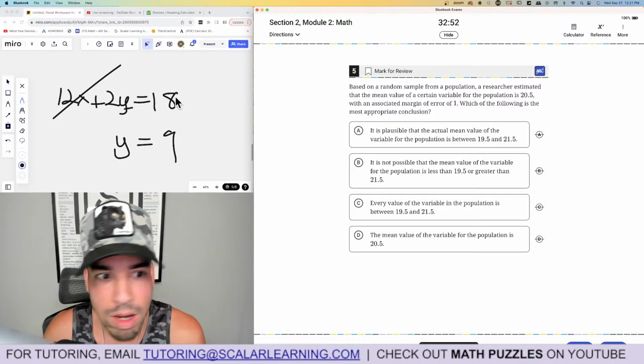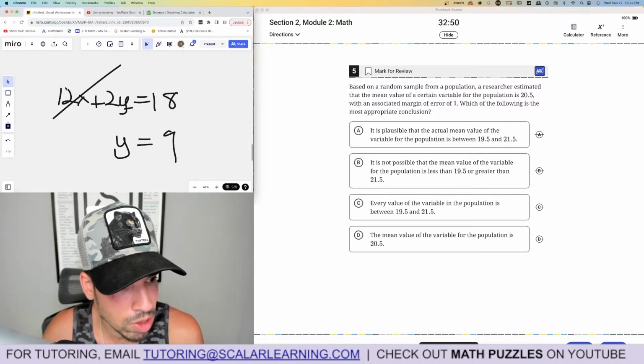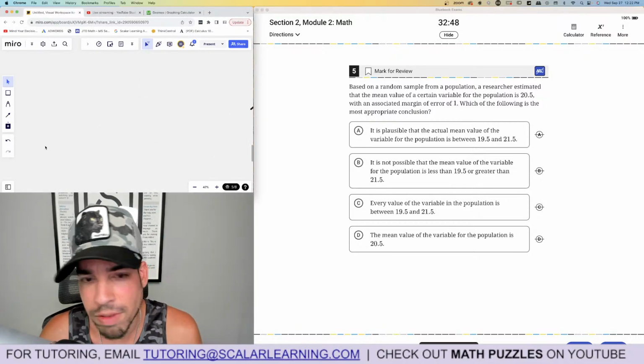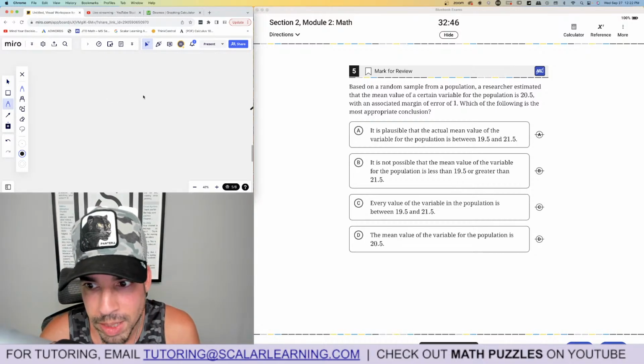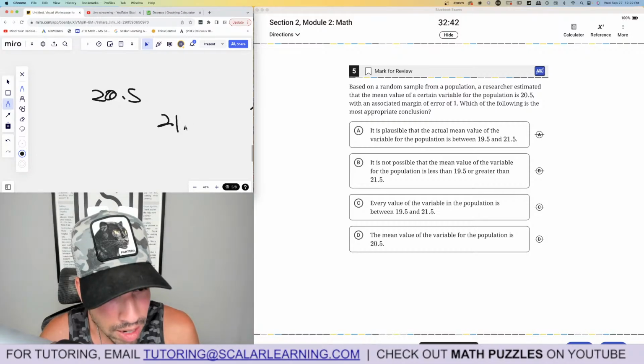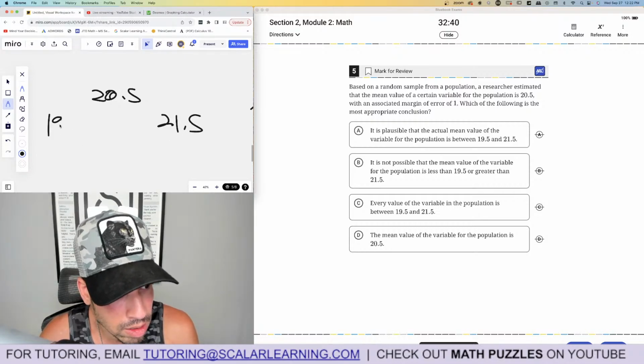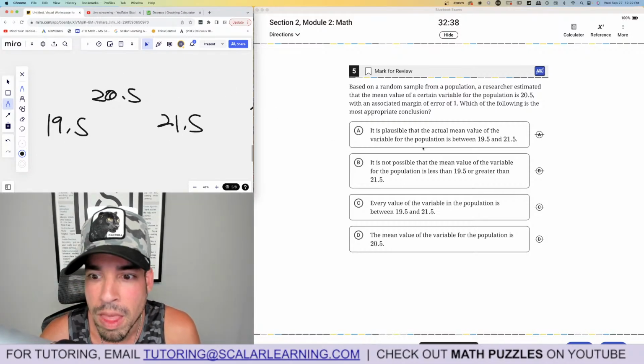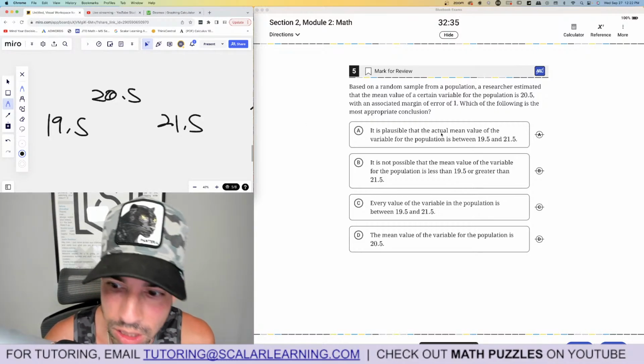Number 5. Based on a random sample from a population, researchers estimated the mean value of a certain variable for the population to be 20.5. Immediately when I see margin of error problems, this is what I do. Margin of error means plus or minus whatever that value is, which means if the mean is 20.5 and the margin of error is 1, it could go as high as 21.5, as low as 19.5, plus or minus 1.